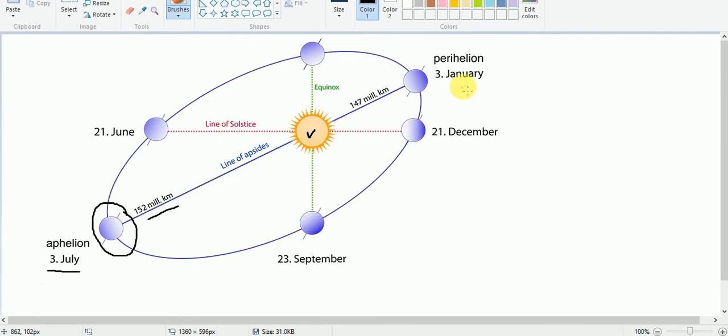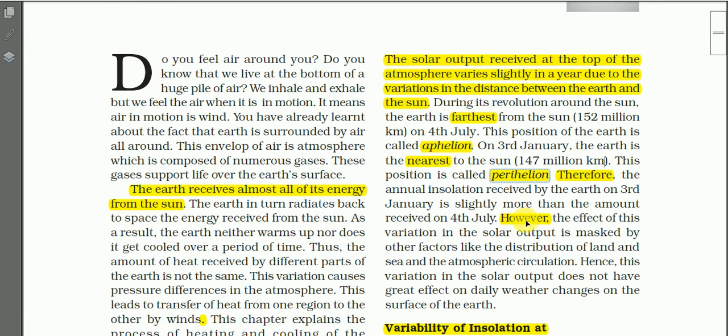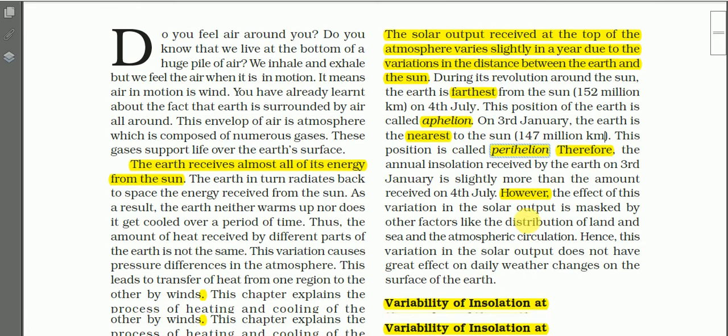And again in January, on 3rd January, the distance between the Earth and the Sun is the shortest, nearest. It is 147 million kilometers, and this position of the Earth is known as perihelion. Remember, perihelion means nearest to the Sun, and aphelion means farthest from the Sun. And accordingly, you'll find a little difference.